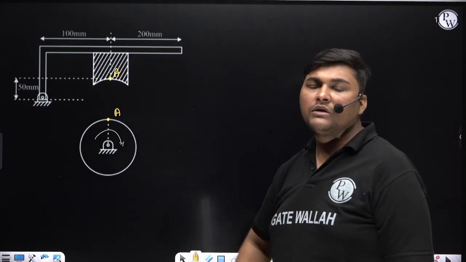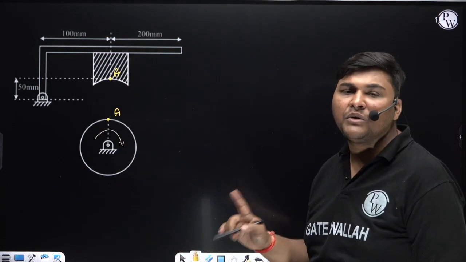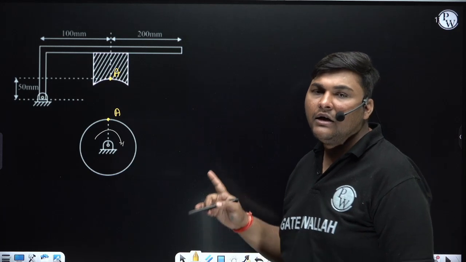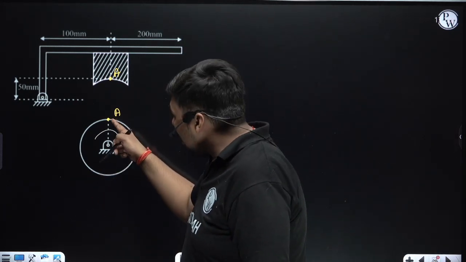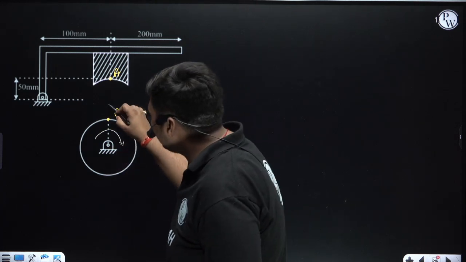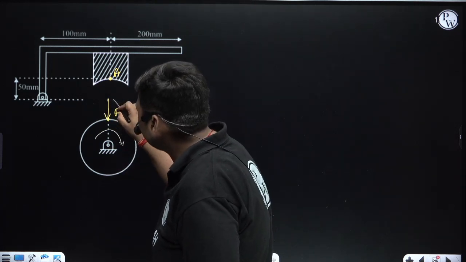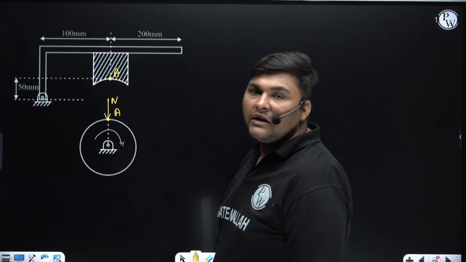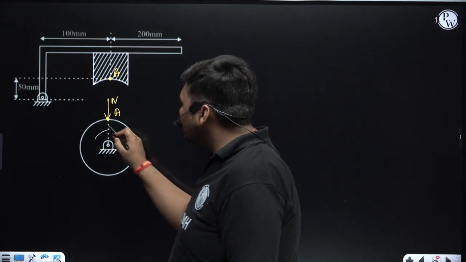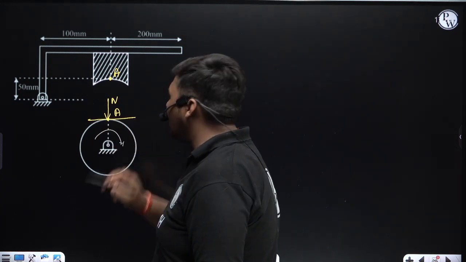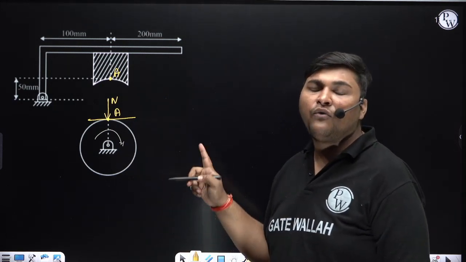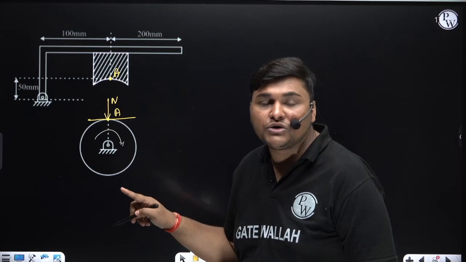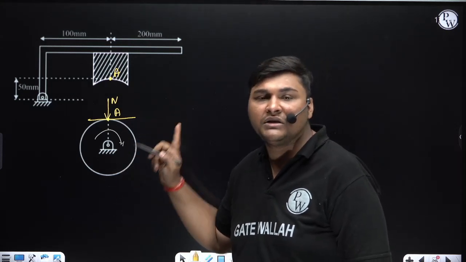Always first we will draw the FBD of drum, and in the FBD of drum first we will draw the normal force, capital N. What will be the direction of normal force in the FBD of drum? It will be from point A towards the center, so we draw the direction like this. This is the direction of N. Now friction force. Friction force in the FBD of drum will always be perpendicular to N, means in this direction. The sense of friction force will be opposite to the direction of velocity of A.